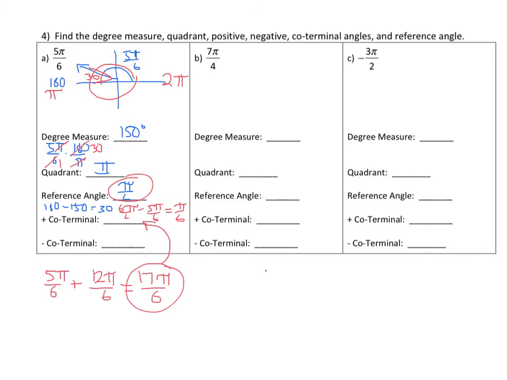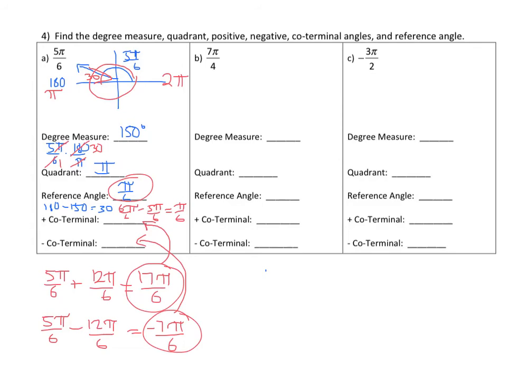So that would be my positive coterminal angle. And then for my negative coterminal angle, I would do 5 pi over 6 minus a full circle, or minus 2 pi. But instead of 2 pi, I want common denominators, so minus 12 pi over 6. And that gives us negative 7 pi over 6. And that would be my negative coterminal angle.